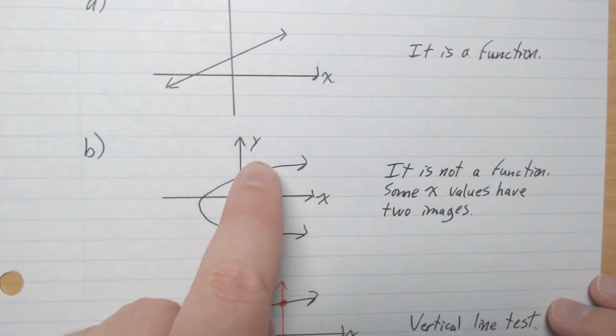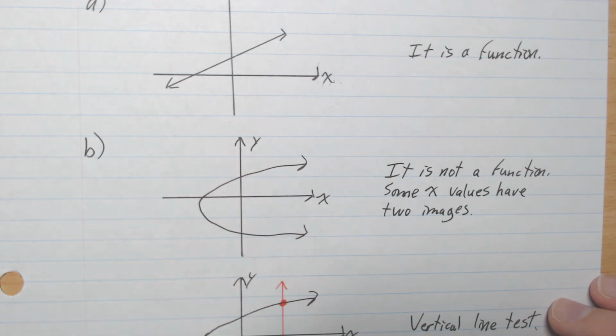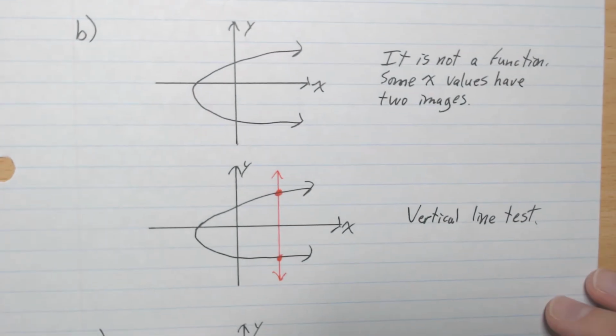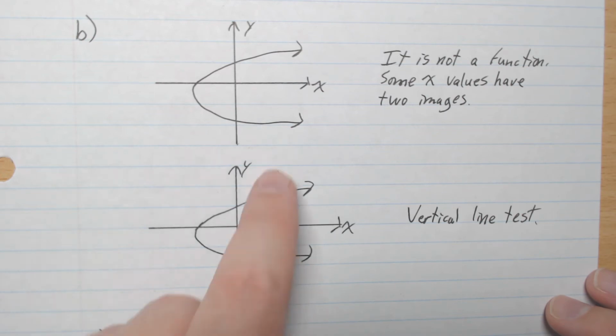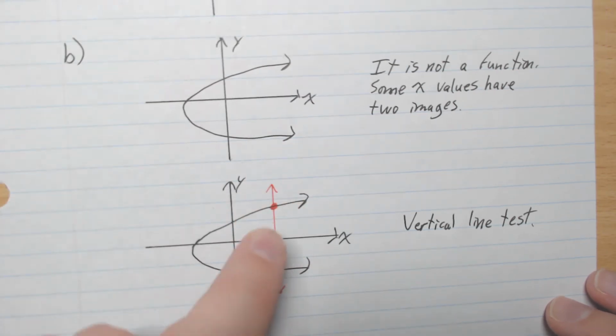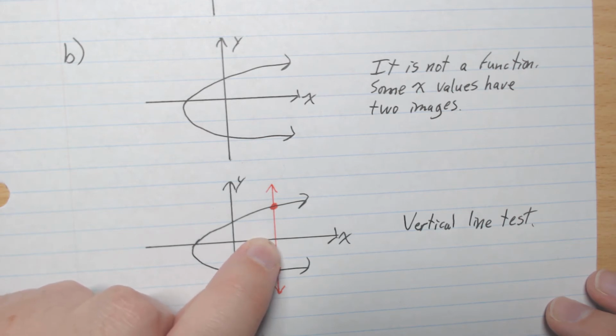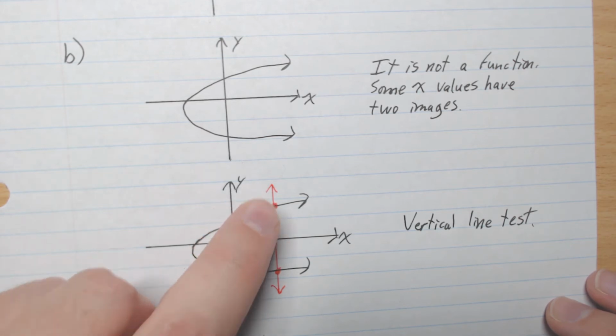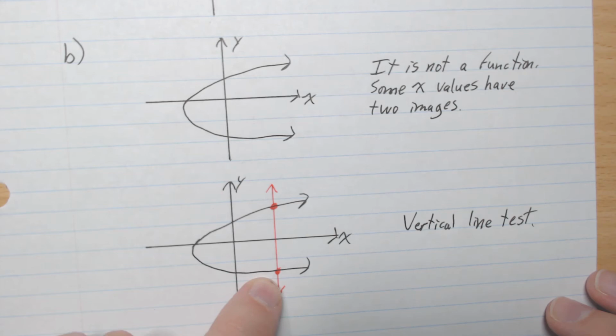So we notice that x here is being sent to this y and that y, right? And so we often call that the vertical line test, right? So we pass a vertical line and it touches 2 points. So it's not a function. This x value is being given this image and that image at the same time. And if that happens, it's not a function.